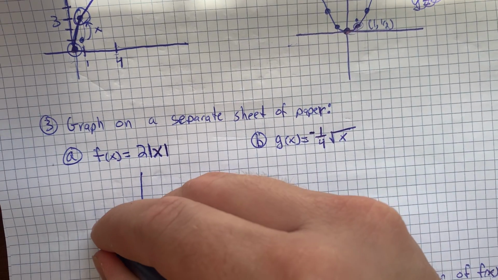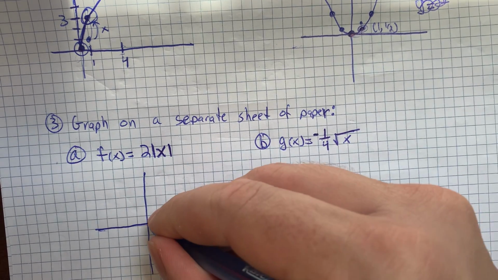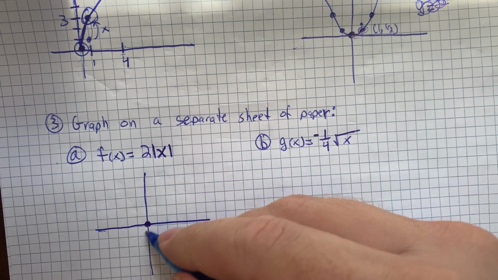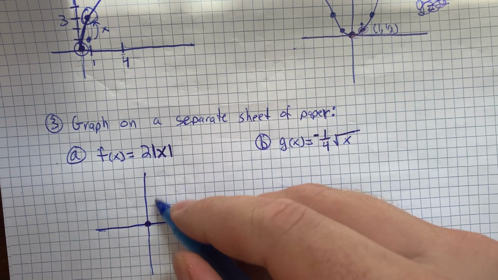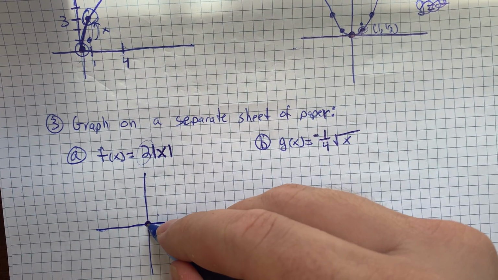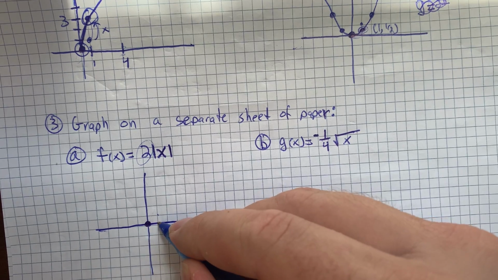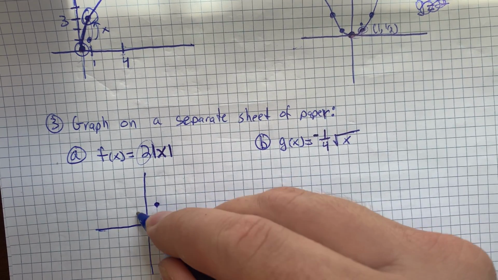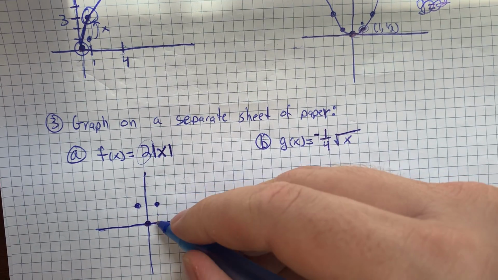Hopefully you did it right. We know it's the absolute value parent function, and the absolute value parent function has a vertex at 0, 0. And normally it makes a V shape with a point at 1, 1. But it got multiplied by 2. It's vertically stretched by a factor of 2. So instead of having a point at 1, 1, it will have a point at 1, 2. And it makes a V shape because it's the absolute value parent function.